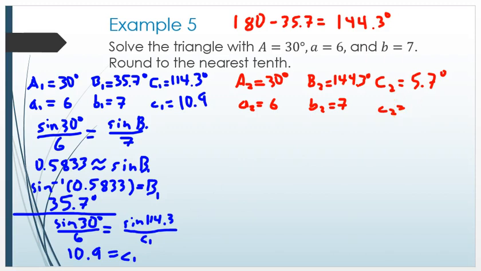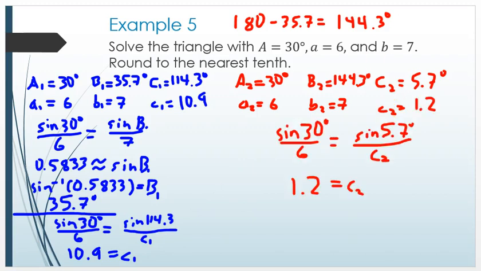Now we'll do the same thing to solve for the side c in the red triangle. So for this triangle, you have sine of 30 over 6 equals sine of 5.7 over c2. We would do 6 times sine of 5.7 and then divide it by the sine of 30, and I got a value of 1.2. So we have two completely different sets of answers for two different triangles.